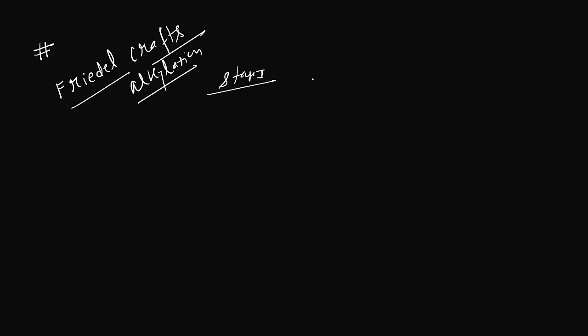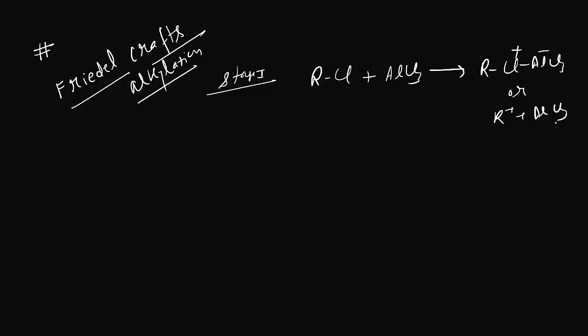Stage one, generation of electrophile. If they give you RCl and a Lewis acid, you can simply write RCl plus AlCl3, or you can write R plus and AlCl4 minus. Many times the carbocation is unstable, so this will directly supply R plus, the electrophile, to that benzene ring rather than first giving R plus and then R plus attacking the benzene ring. So this is one way.